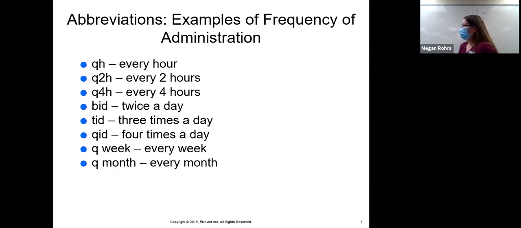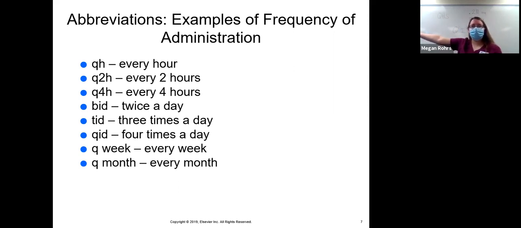Frequency of administration. So how often we give something throughout the day. Anytime you see Q, most likely, it means every. So we have Q H, every hour. Don't confuse that with QHS, which is once again every night at bedtime. And then you can have every 2, 4, 6, 8 hours, whatever number falls in between the Q and the H there. Hopefully you guys have seen BID, TID, and QID before.